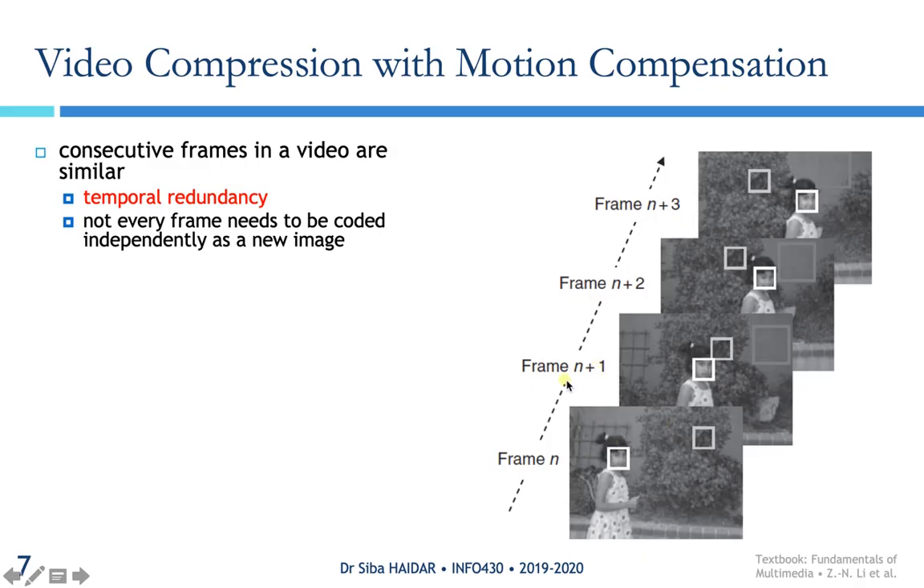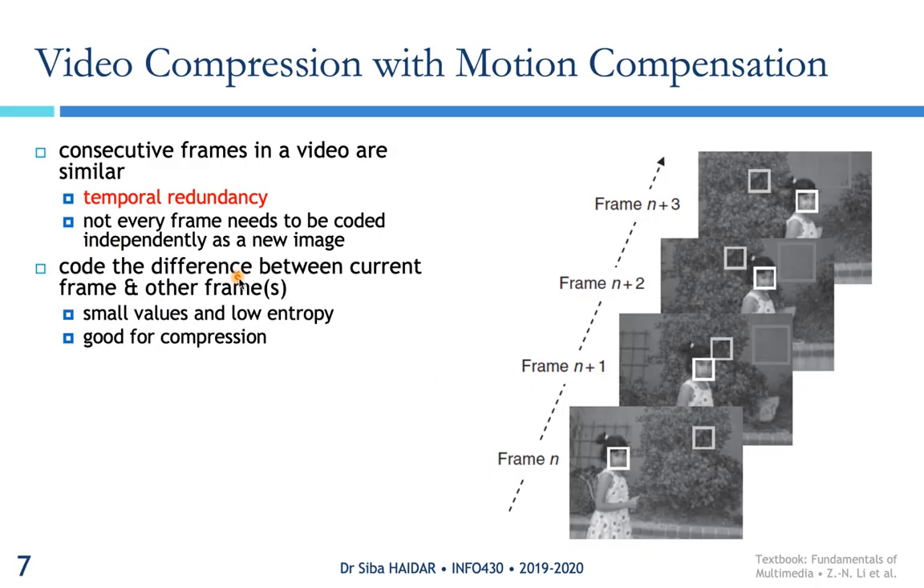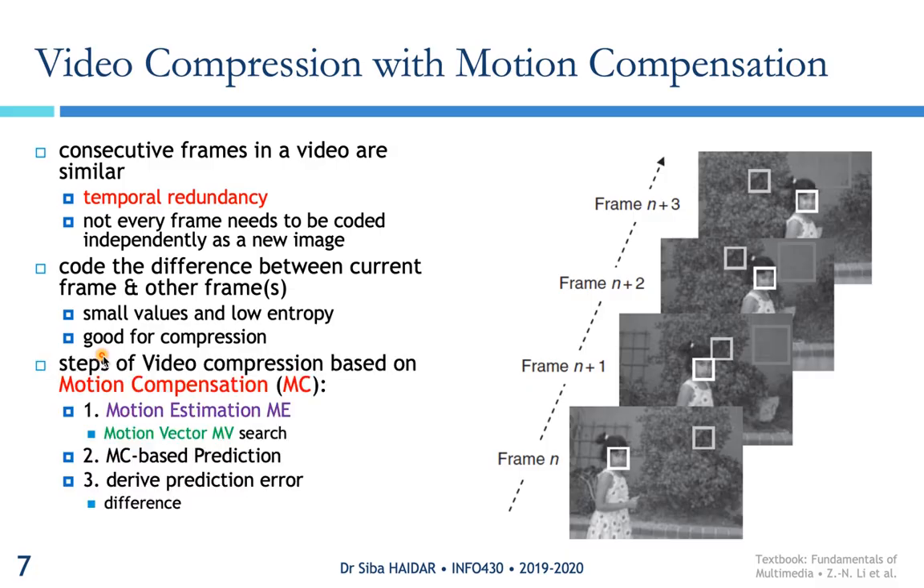So we repeat, not every frame needs to be coded independently as a new image. So we have to code the difference between the current frame and other frames. Other frames may be previous or later frames. And this will lead to small values. With small values, we have low entropy. With low entropy, we can achieve a higher compression ratio. So this is very good for the compression.